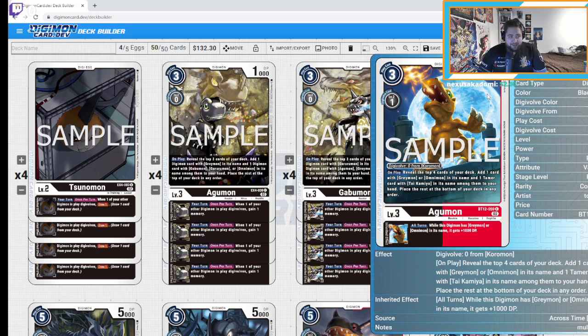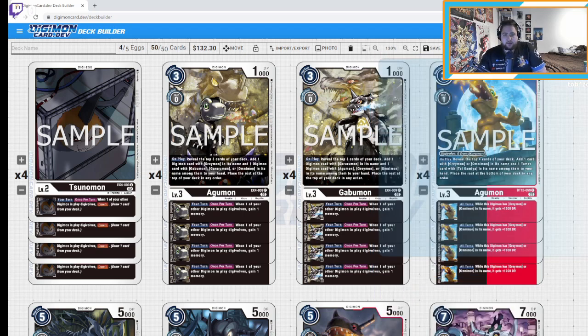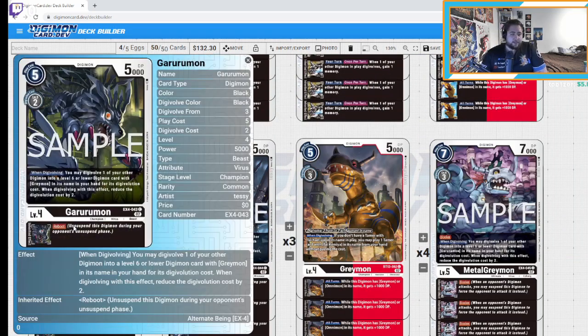We don't play Tai as a tamer, but we can search Greymon or Omnimon with it, which is pretty good because it's black and red as well. Then we play Garumon EX04. When Digivolving, you may digivolve one of your other Digimon into a level 6 or lower Digimon card with Greymon in its name from your hand for the digivolution cost. When digivolving, this reduces the digivolution cost by 2. So if you evolve that, you get a draw, get the Greymon effect, and then go on.